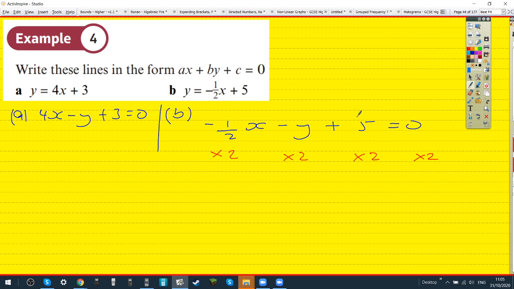Great. What do you get? You get minus x minus 2y plus 10 equals 0. Well done. And that is the same as if you brought everything to the right side and got plus x plus 2y minus 10 equals 0. Both of those are correct.